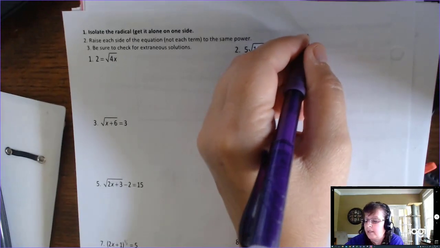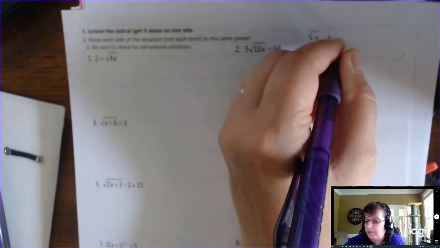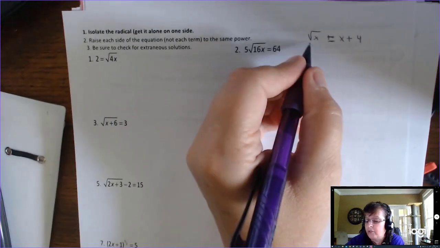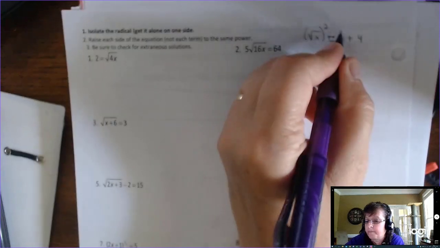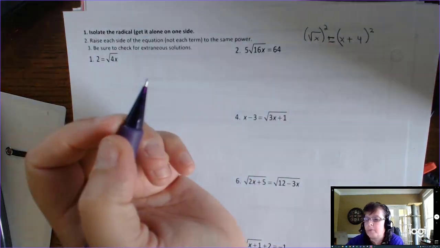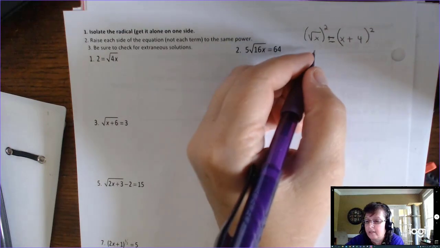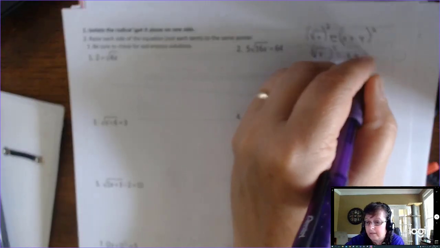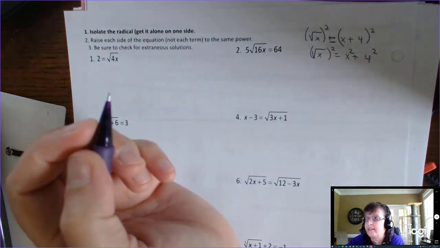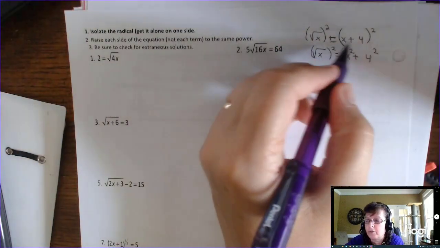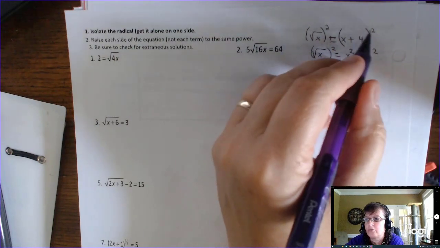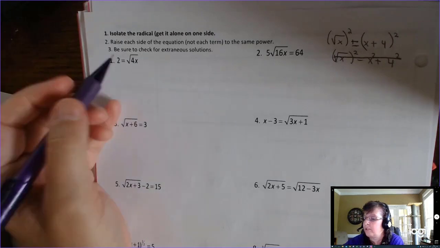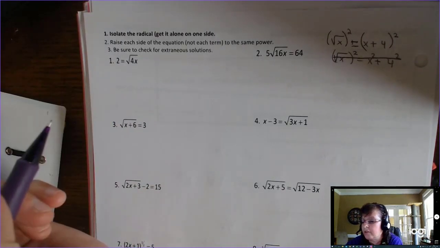So if you had the square root of x equals x plus 4, and I'm not going to solve all this, and you wanted to square both sides. That's what we mean by square both sides. You can't do it this way. Square that and square that. That's really illegal because remember, a binomial squared, you don't distribute the exponents. So that's not what we're talking about. That's what step 2 means. You raise each side of the equation to the same power.